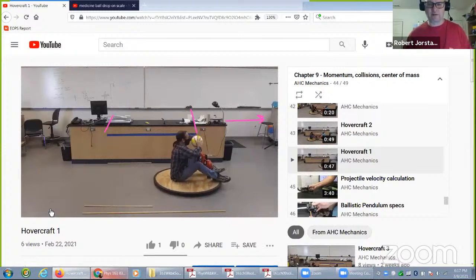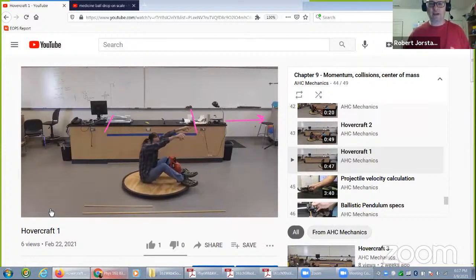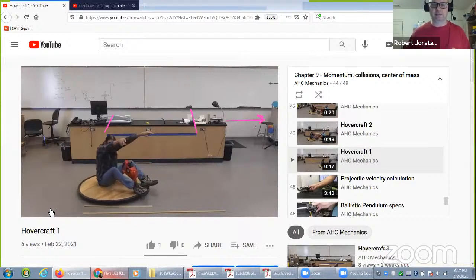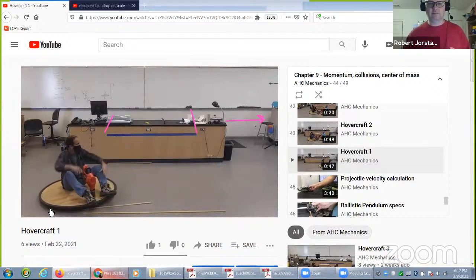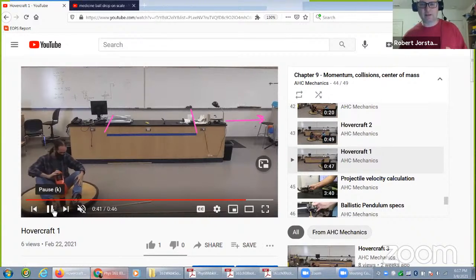See it, Bowie, up there? Notice how fast the ball moved relative to Angus, right? All right, so there's that one. Now let's go to this one.